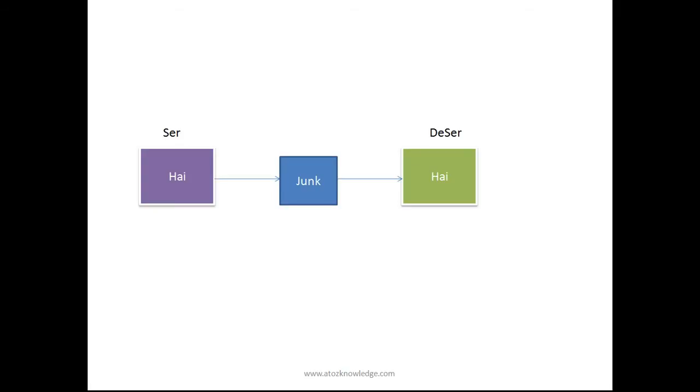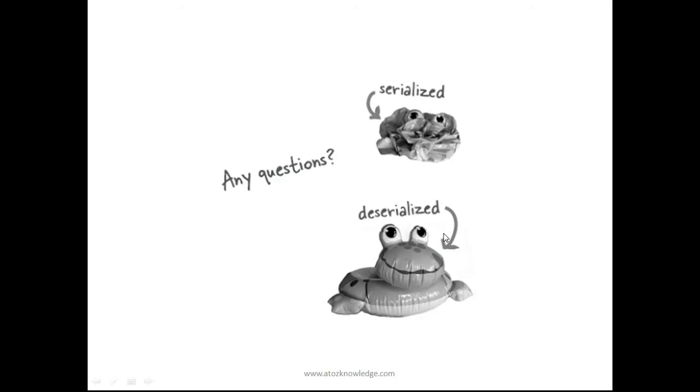Here I have "hi" in violet color, and I run serialization code which converts it to junk, and the junk is the input for deserialization, and I run deserialization code and get the actual content "hi". So simply, this is serialization and deserialization. Any question? No. This is just a pictorial representation to help you understand. Serialization converts the actual state to another state like a byte stream, and back to the actual state is called deserialization. Now we can look into an example.